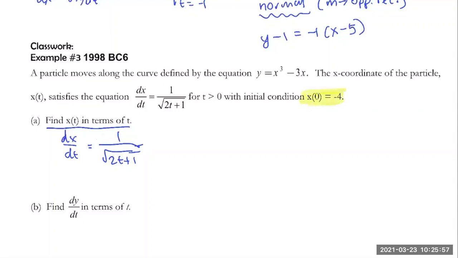Okay, I highlighted another important thing you were given. You were given dx/dt, and you were given what we call an initial condition, right? So what we are going to do from here is, if I want x of t, I can integrate this because it's with respect to time anyway. So go ahead and integrate and see what you guys get.